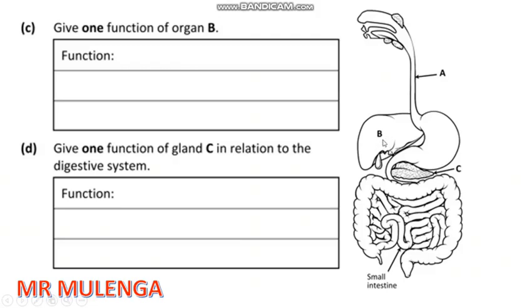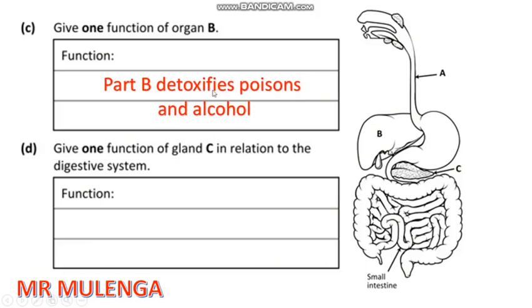So just from what I've said, you can see that the liver plays a lot of functions. So any damage to this organ, which is the liver, can pose danger to the human being, whereby the human being cannot function properly because this liver plays a wide range of functions. So here we are just going to pick one, and we are going to write for part B, detoxifies poisons and alcohol. So of its main functions, we can pick any.